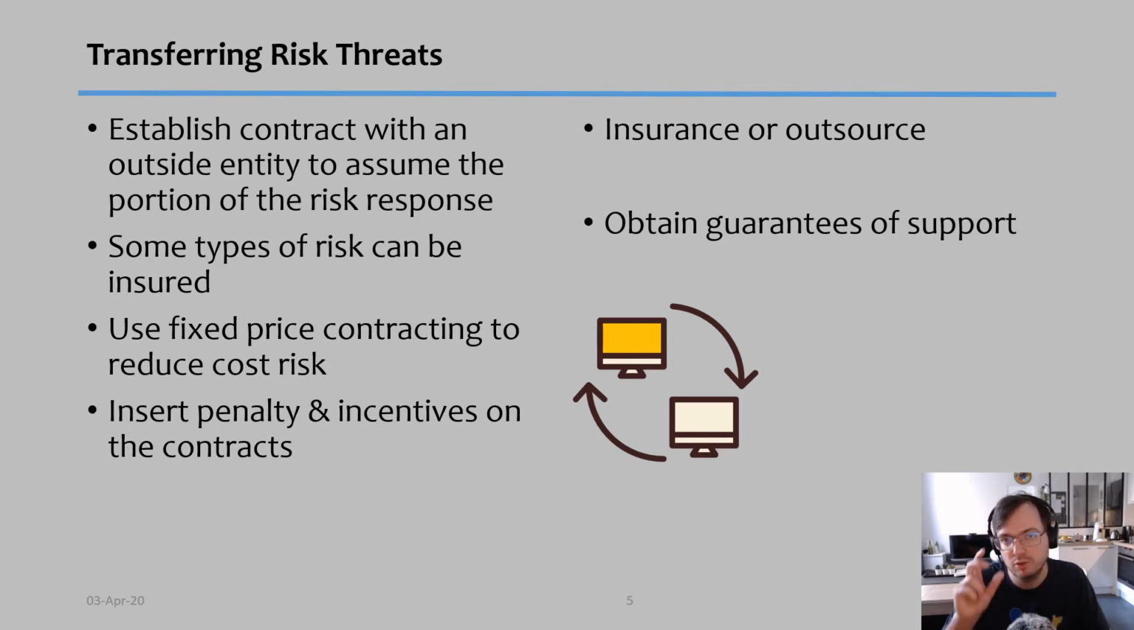But what I do is I try to set a fixed price, so that in case this risk happens, I will get a compensation for it. Or I can also have someone that makes sure that that risk does not happen. My suggestion here is, if you are hiring a contractor, for example, to take care of a part of your work, to insert penalties or incentives on those contracts to make sure that things go smoothly, or even that they perform better than what you were expecting. So here we're talking about creating an insurance or outsourcing the work, and don't forget to obtain guarantees for the support of this activity.